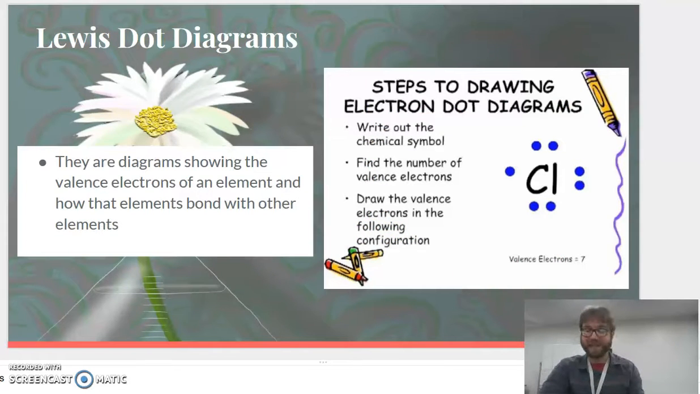Now the other thing you guys need to know is how to draw Lewis dot diagrams. That's not on the study guide. It's helpful for being able to draw ionic bonds. So a Lewis dot diagram, we draw the symbol and then we draw the valence electrons on the outside.